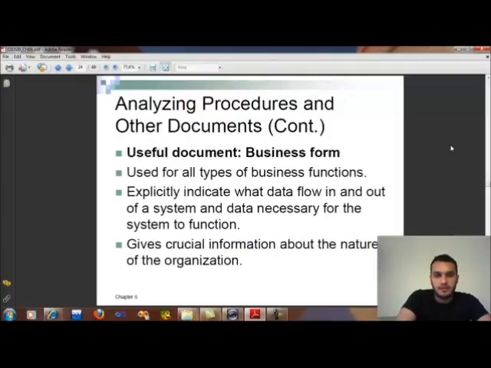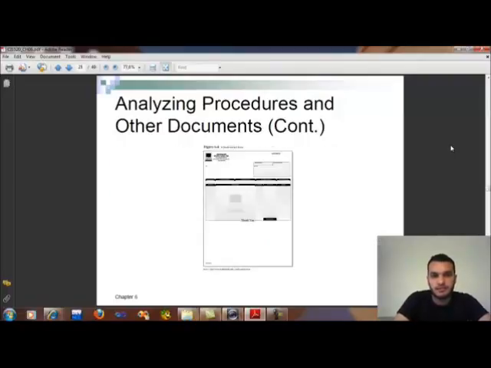And useful documents: a business form is used for all types of business functions, especially to indicate what data flow in and out of a system and data necessary for the system to function, and it gives crucial information about the nature of the organization. And analyzing procedures and other documents is about a form. A form is here, and we can look it up.